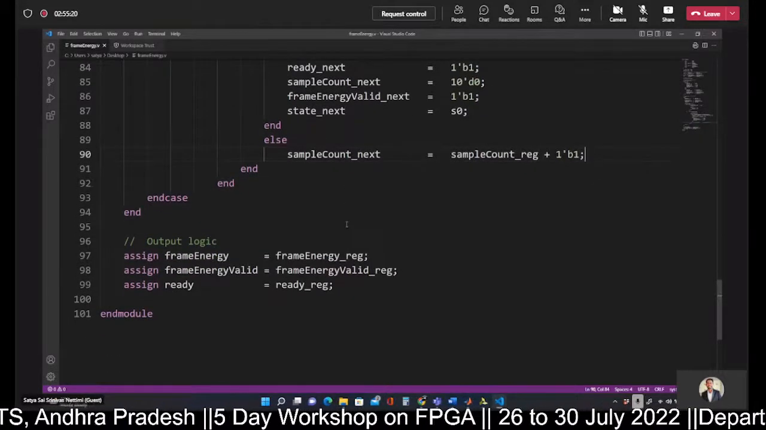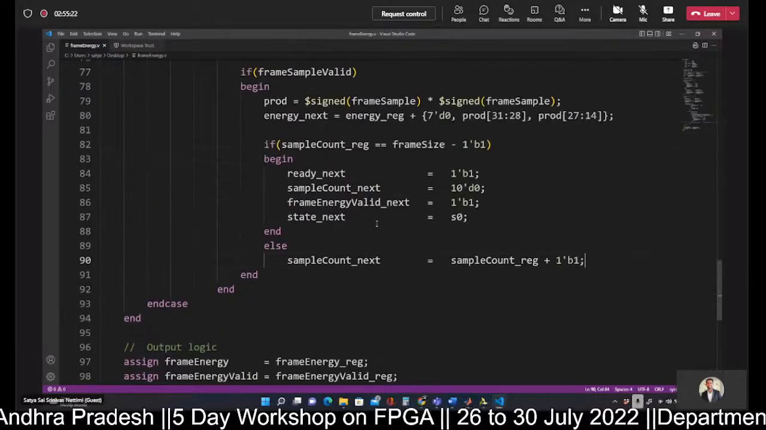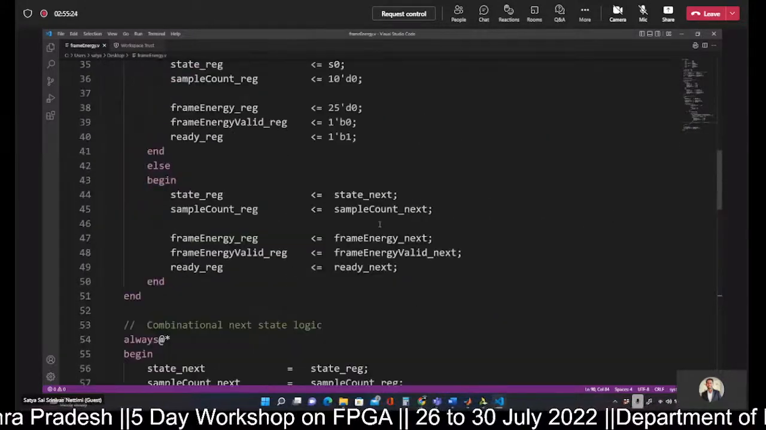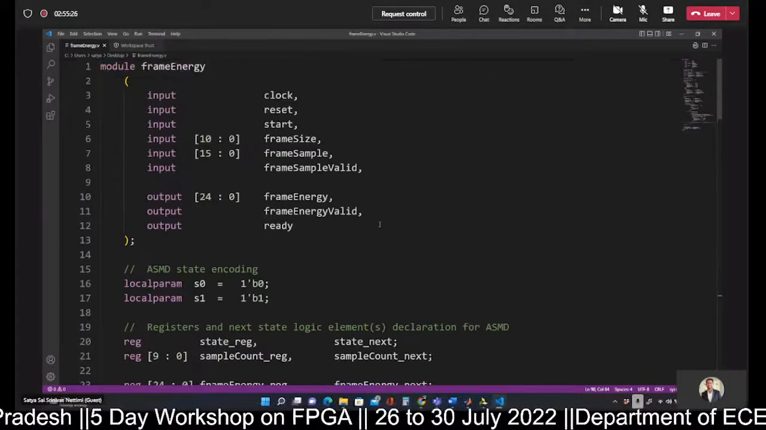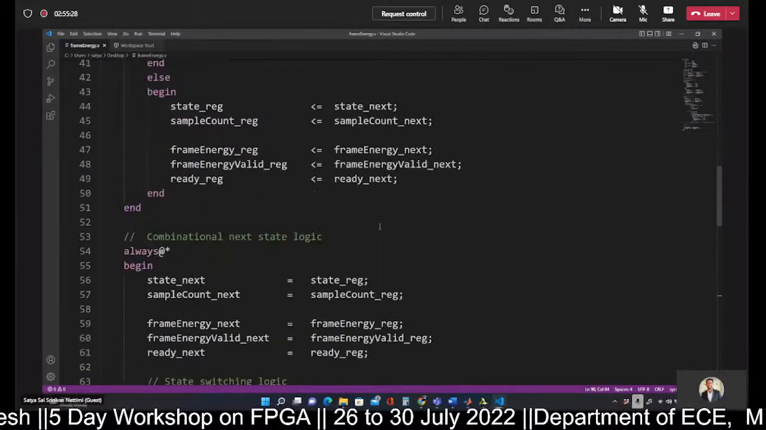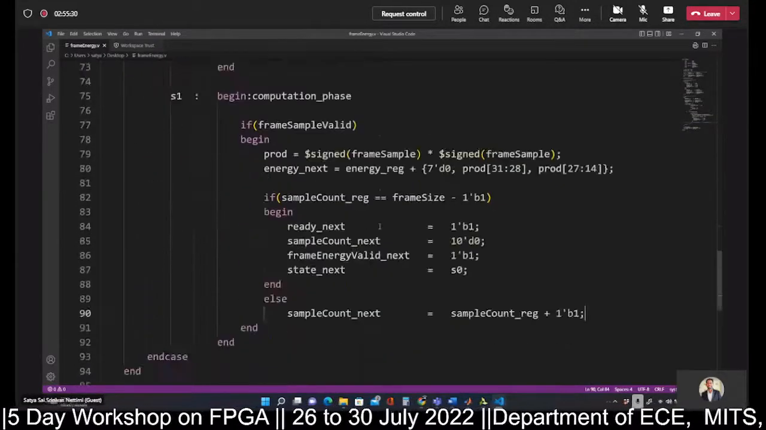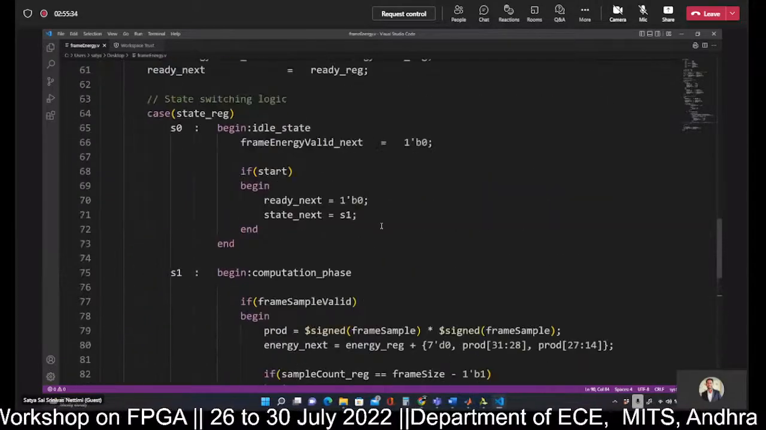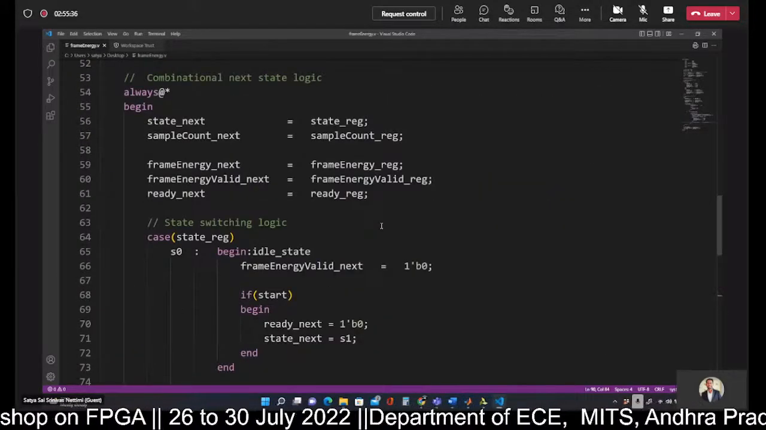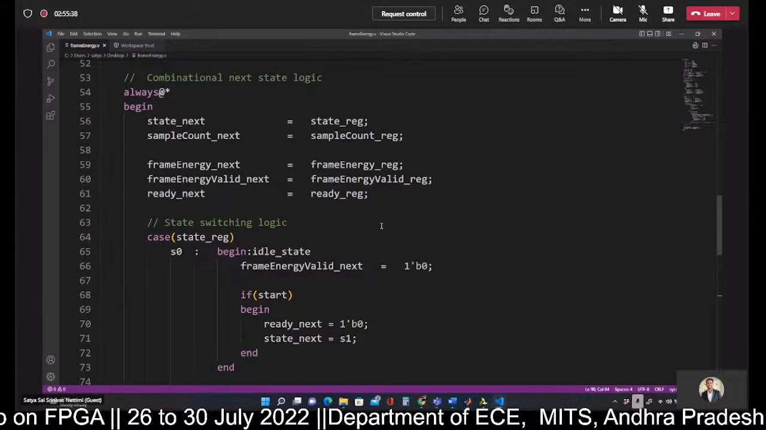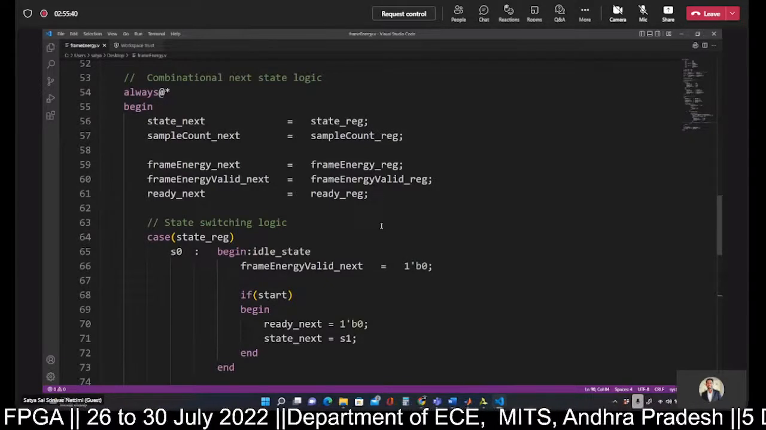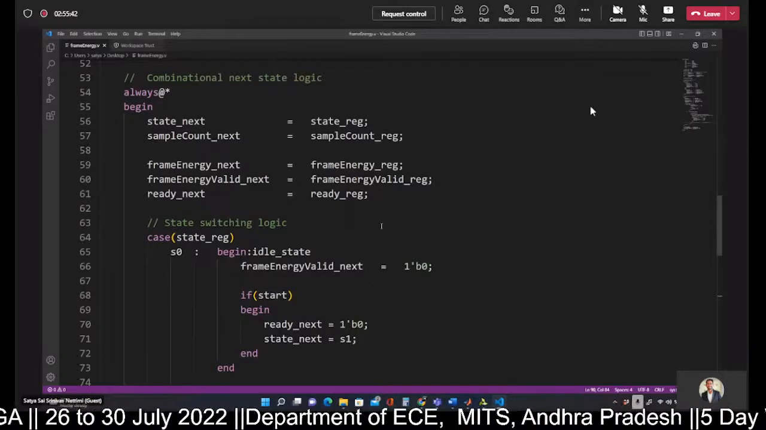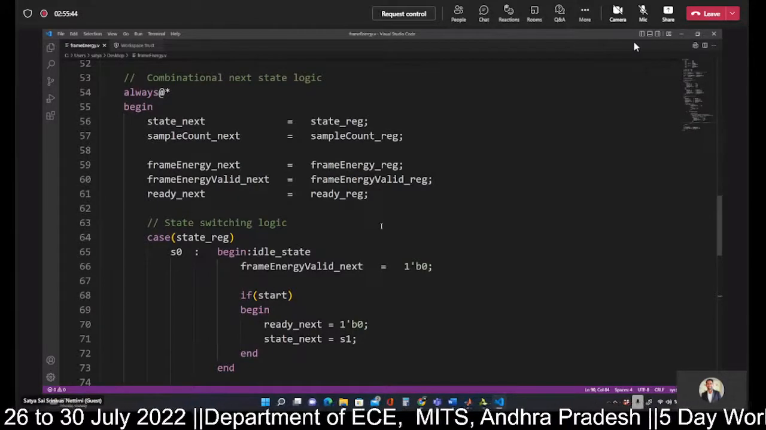So that's it. I think we have perfectly modeled our entire circuit. Now for this we need to write a test bench and we need to simulate it and check whether it is working as per the desired functionality or not. So I think we'll take a break and we will meet after lunch. I hope that everyone has completed up till here.